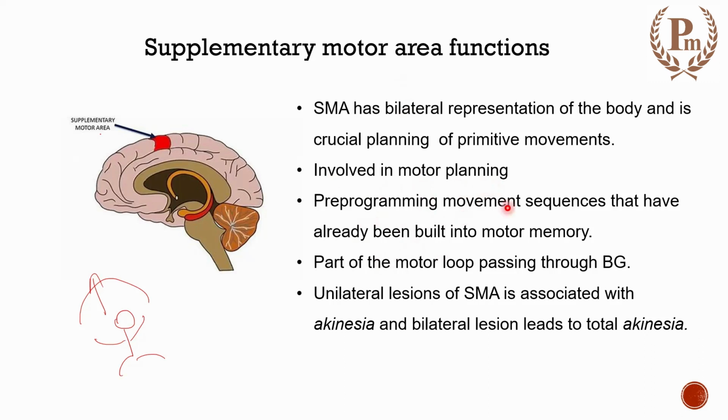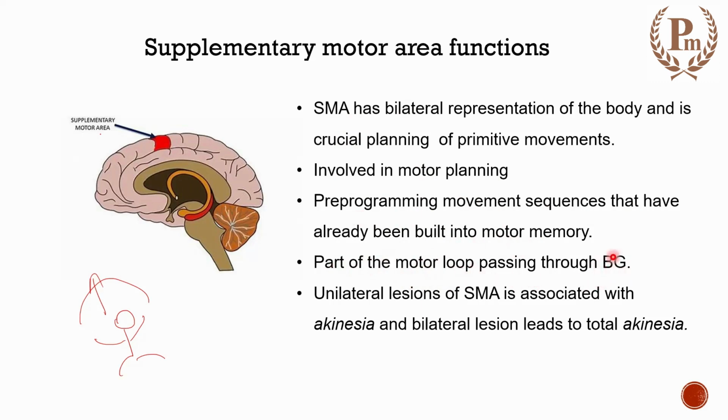Now, pre-programming movement sequences that have already been built in the motor memory. So your supplementary motor areas are involved in pre-programming the movements which are already there in your motor memory, as I told you, in our primitive movements. Okay, so those movements of your hips, movements of your trunk, those are primitive motor movements. Now, they are also a part of the motor loop. We are going to learn what the motor loop is. So they are a part of the motor loop which is passing through the basal ganglia.